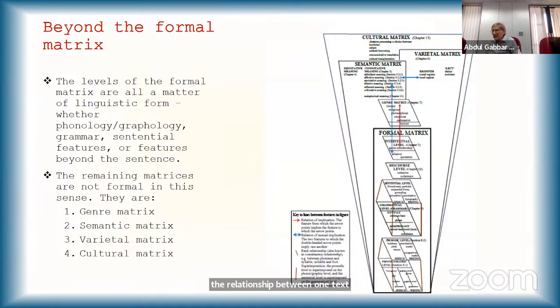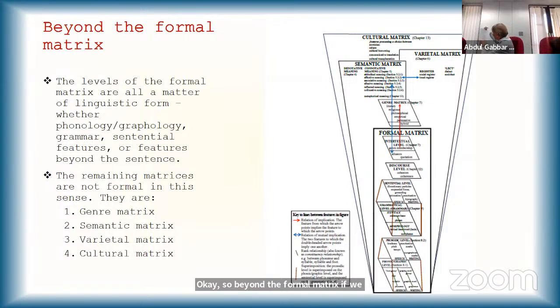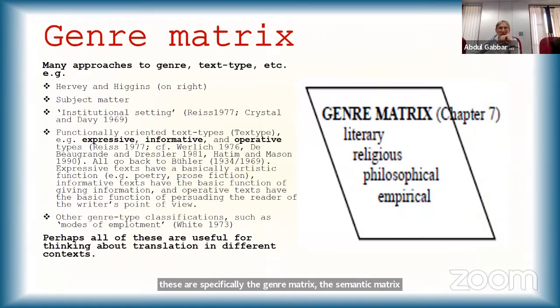Okay, so beyond the formal matrix, if we look at this, you can see the formal matrix is down here, and there are a number of other matrices which I'll deal with now, which take us beyond the formal matrix. So these are specifically the genre matrix, the semantic matrix, the varietal matrix, and the cultural matrix. Okay, the genre matrix: I've missed off on genre down here on the right, literary, religious, philosophical, empirical, and there also ought to be persuasive and hybrid. So that's my mistake, I'm afraid.